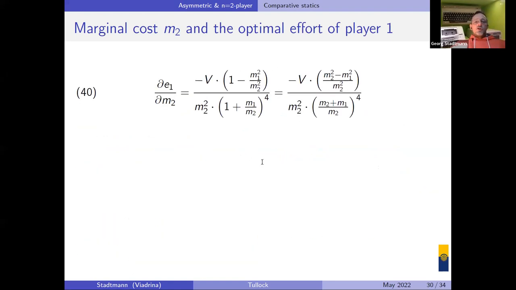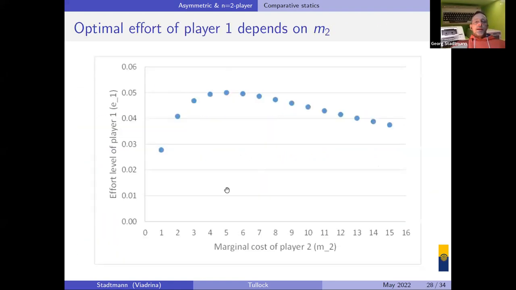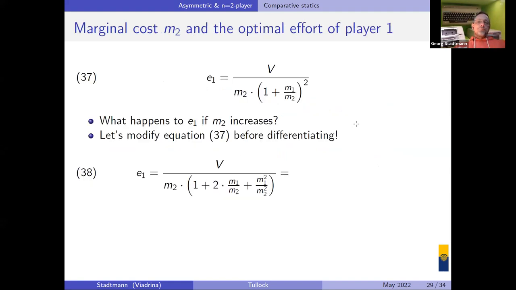Let's switch back and derive this insight once more in a formal way. So we want to find out what happens to E1 in case that M2 increases. Let's modify equation 37 before we differentiate. What do we do here?